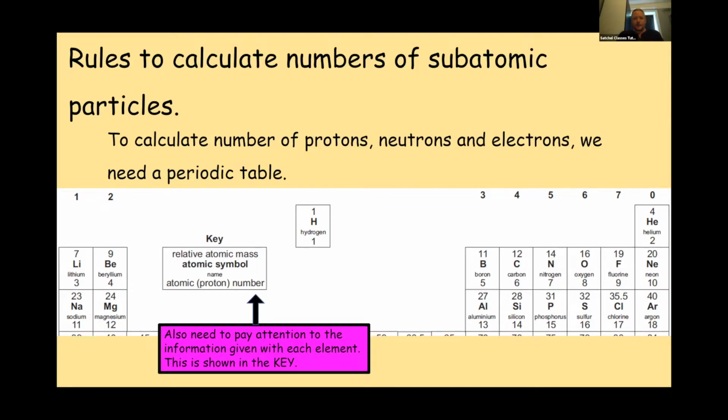For example, the key. This key is really, really useful for telling us what the arrangement of our table is. So that key there tells me that the relative atomic mass is the number on the top. The atomic symbol is the letter. The name of the element is printed under that. And the atomic, or the proton number, is at the bottom of the box. So if I take hydrogen as an example, then that is my relative atomic mass. That is my atomic symbol. That is the name. And that is the proton number.